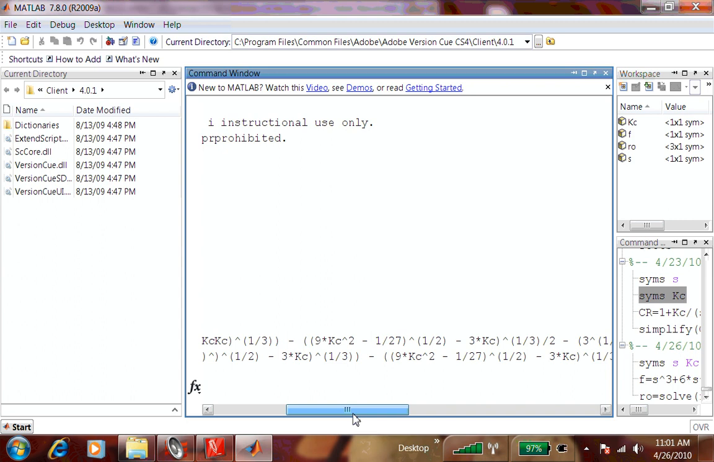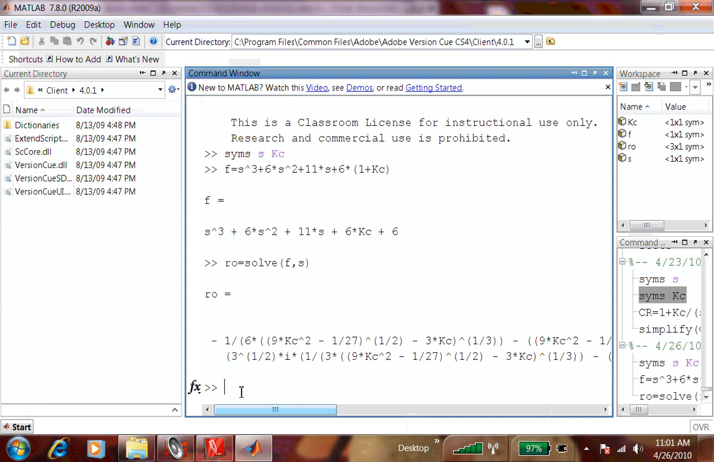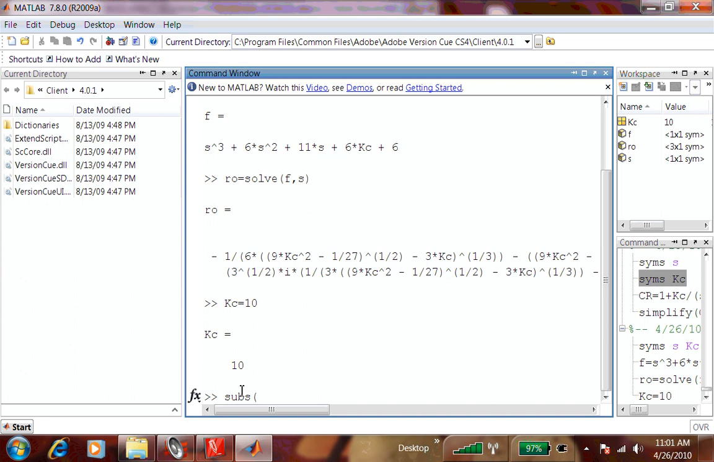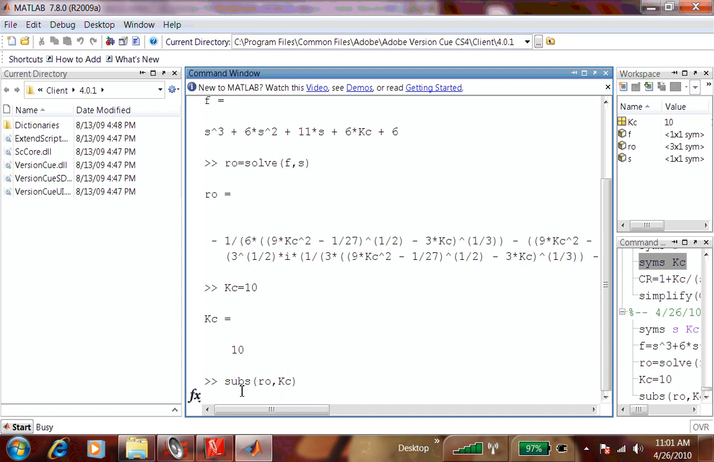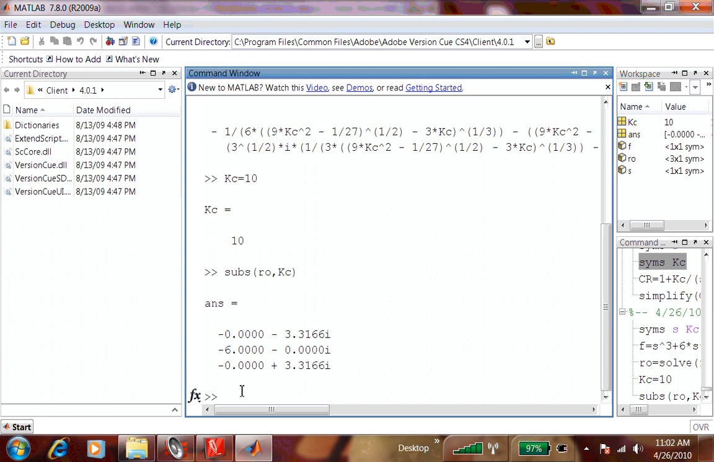So what I've illustrated in the notes is to just do the substitution. Set Kc equal to 10, and then, ro is the variable where I store the three roots. So I'm substituting into that expression for ro, giving me the numerical value of the roots. You find 2 roots with zero real part and an imaginary part, and 1 negative. So that's a neutrally stable system.